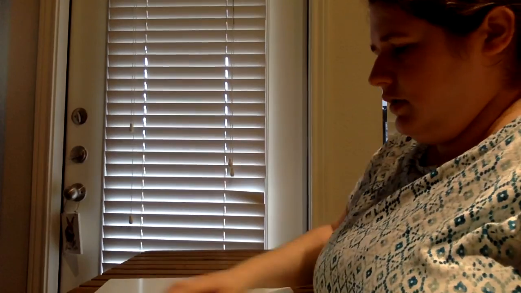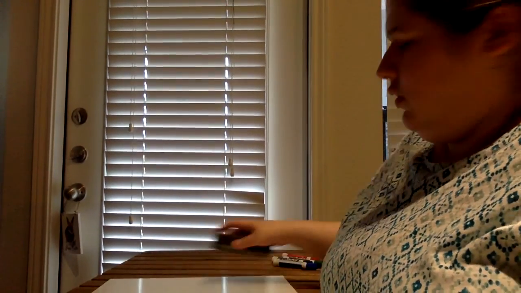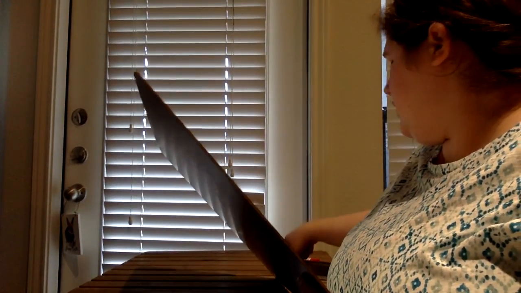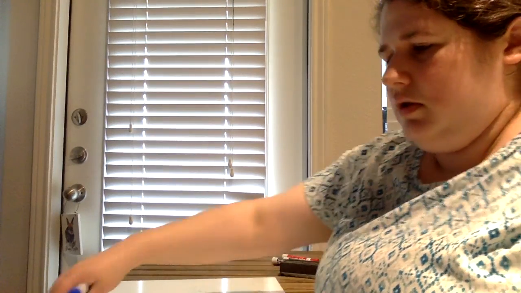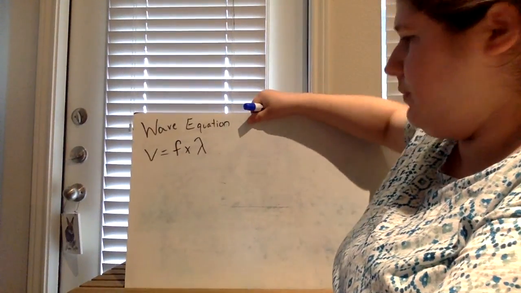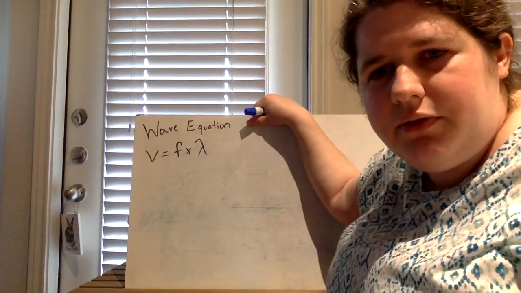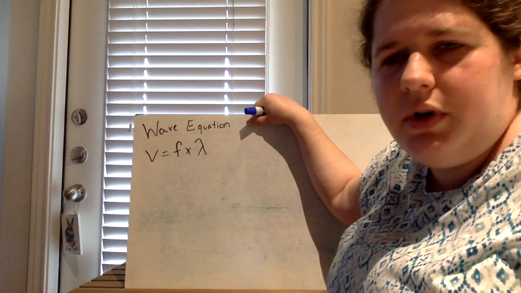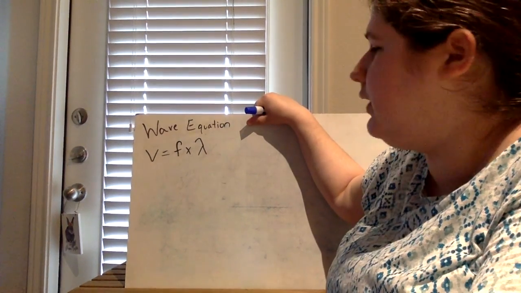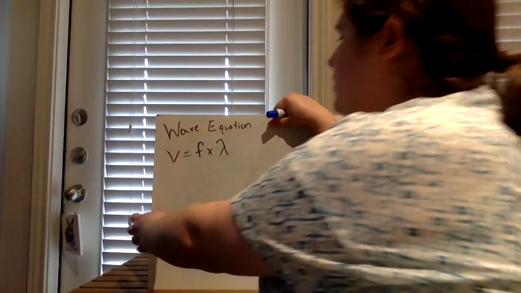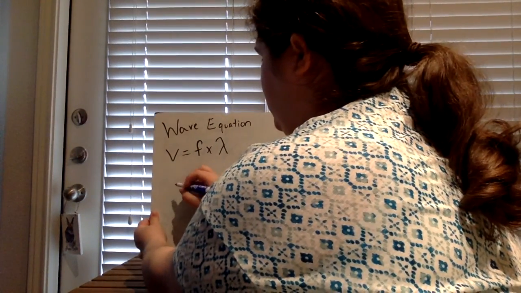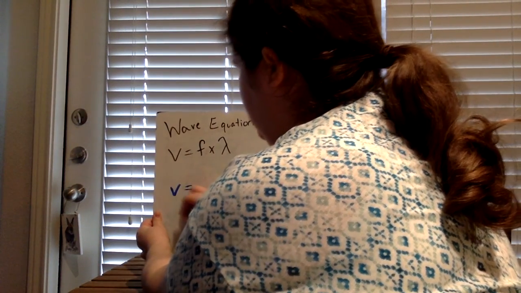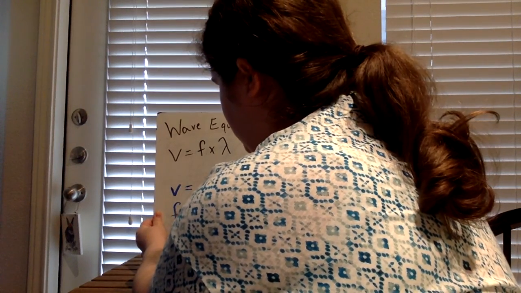All right, so let's look at some problems relating to this. These are going to be coming from the wave calculations worksheet that is on Google Classroom. Okay, so the first problem says a sound wave has a frequency of 3,250 hertz and a wavelength of 0.1 meters. What is its velocity? So the first thing we want to do is write down our variables: V, F, and lambda.